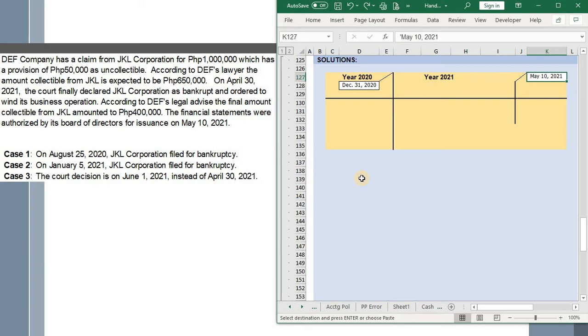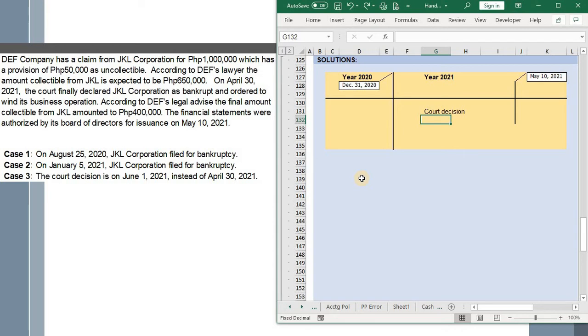Which means any event that will occur between December 31, 2020 and May 10, 2021 are events after the reporting period, which is under PAS 10. So again, based on the problem, the event that occurred between these two dates is a court decision about JKL's bankruptcy. And due to this court decision, we are able to determine the final amount of receivable from JKL that will be collectible, which is 400,000 pesos.